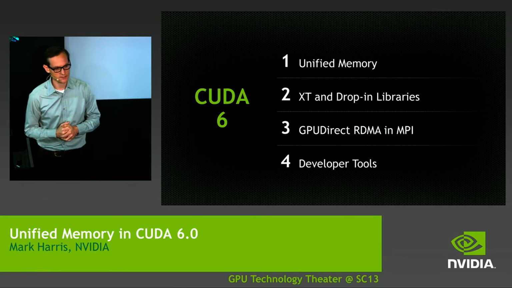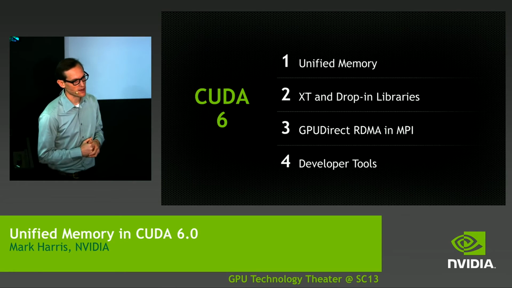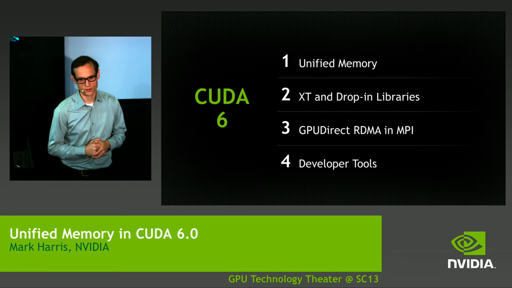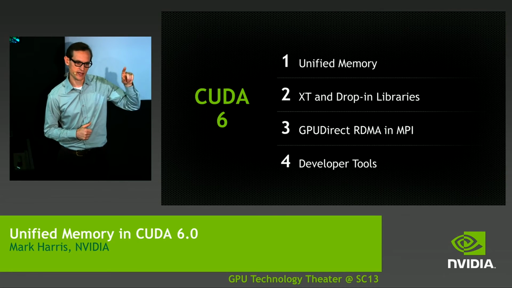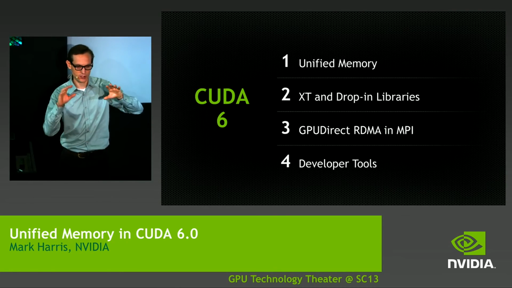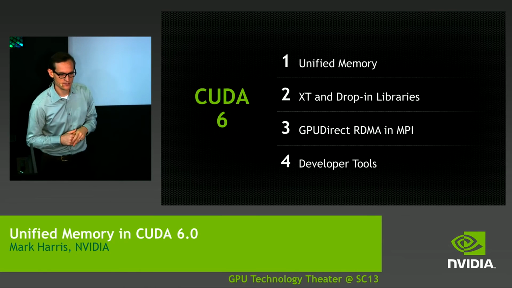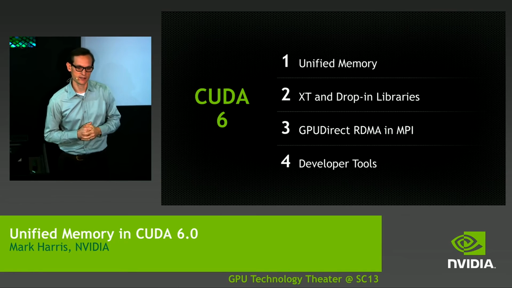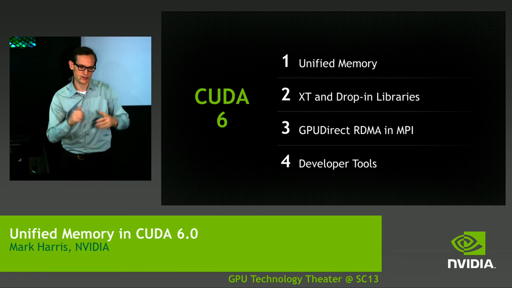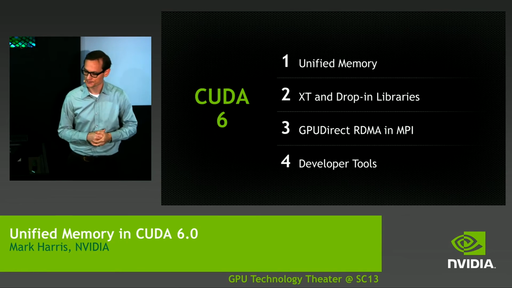GPUDirect RDMA and MPI. OpenMPI and MVAPICH2 will be supporting GPUDirect RDMA, which allows direct access to data between GPUs on different nodes across InfiniBand on top of the Mellanox stack. And that reduces latency inside the node in MPI transfers, which can lead to better scaling.